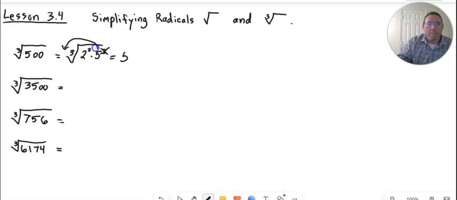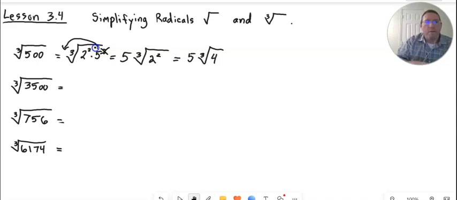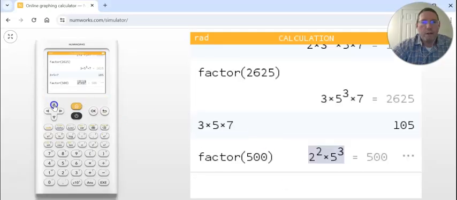Okay? And so we have 5 cube root of 2 squared. Now 2 squared, we're going to work that out. 2 squared is 4, and so we wind up with 5 times the cube root of 4. Okay? And that is the same thing as the cube root of 500. All right, now let's do this one right here. Let's do the cube root of 3,500. So we're going to get the factorization of 3,500.